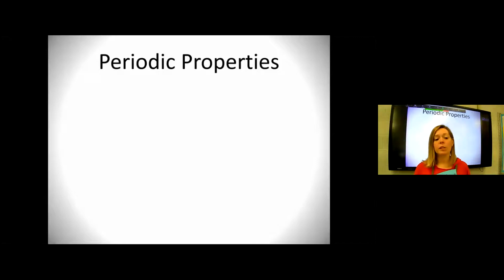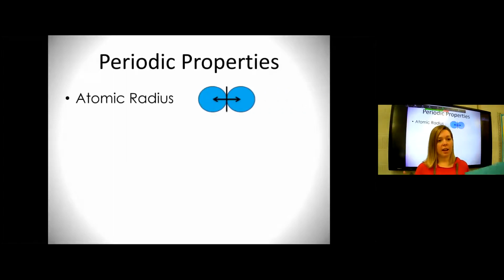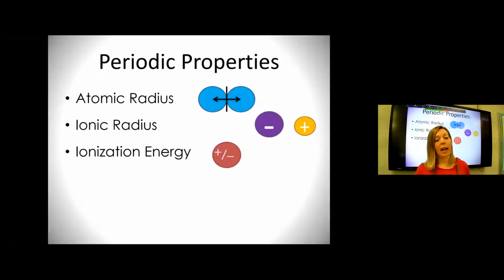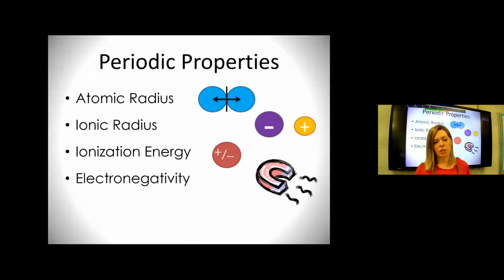Today's video, we are going to start taking a look at our periodic trends. So our periodic trends are atomic radius. That's what we're going to focus on in today's video. Next video is going to be ionic radius. Then we also have ionization energy and electronegativity. So in each video, we will be talking about what those things are and how they change very systematically as you either move across a period or down a group on the periodic table.